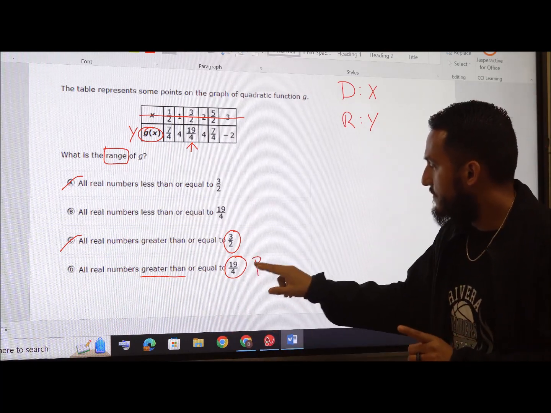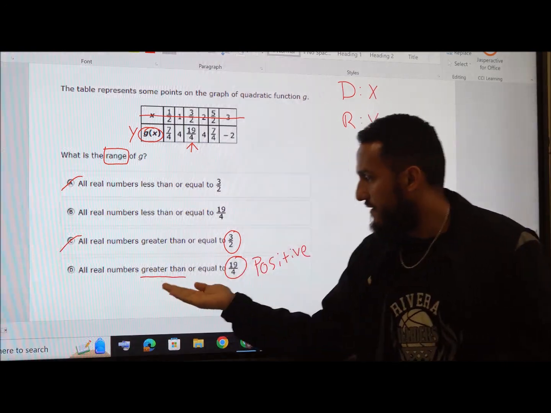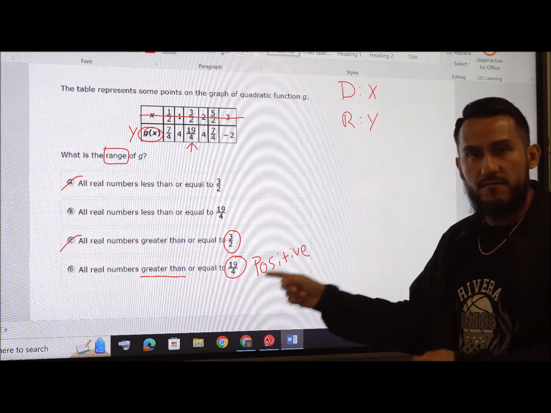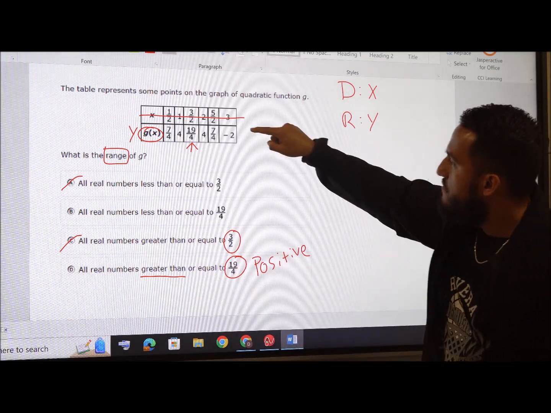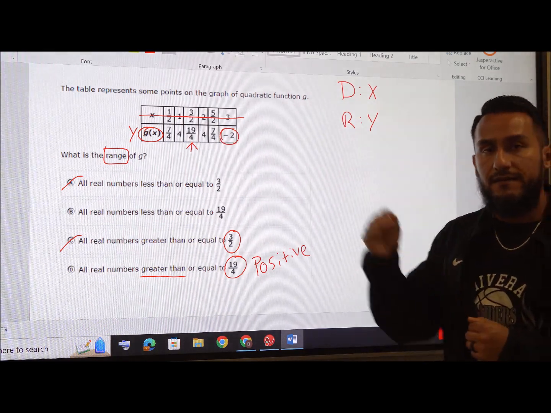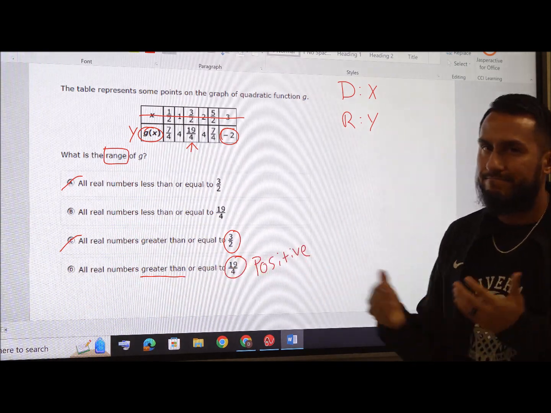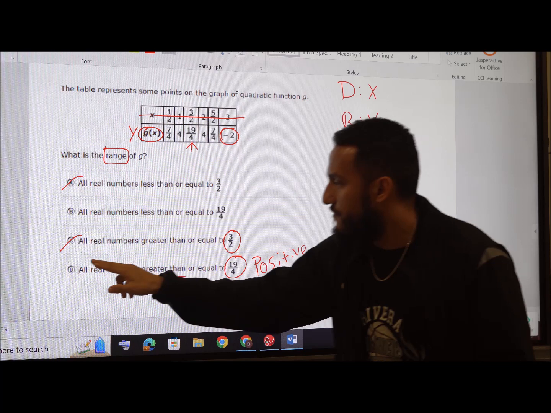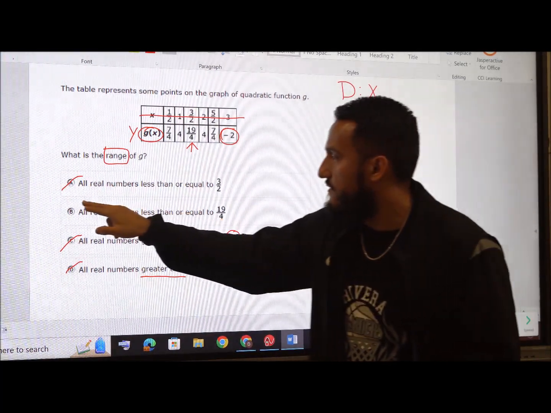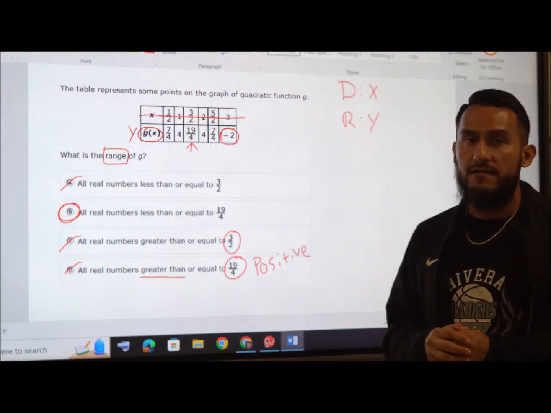This is positive. And they're telling you here that every range value has to be greater than this number that is positive. But what do you notice about this range value right here? This one's negative. Is a negative number ever going to be greater than a positive number? It's not, guys. So that's how you know that this one's also wrong. Without even having to do any calculations, I already figured out that this is my only answer left. All real numbers less than or equal to 19/4.